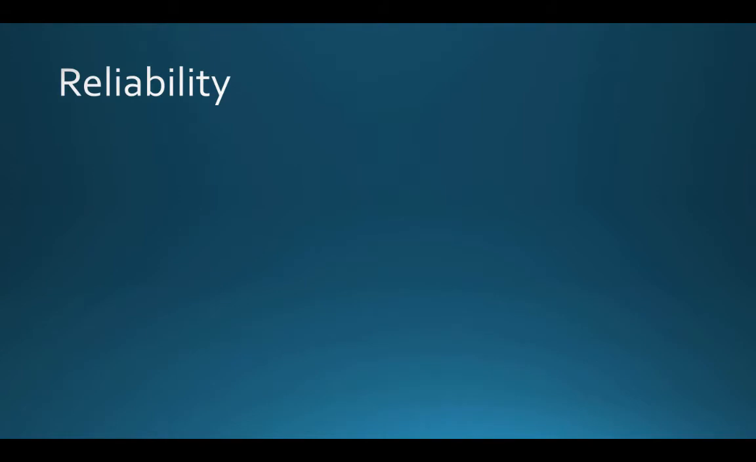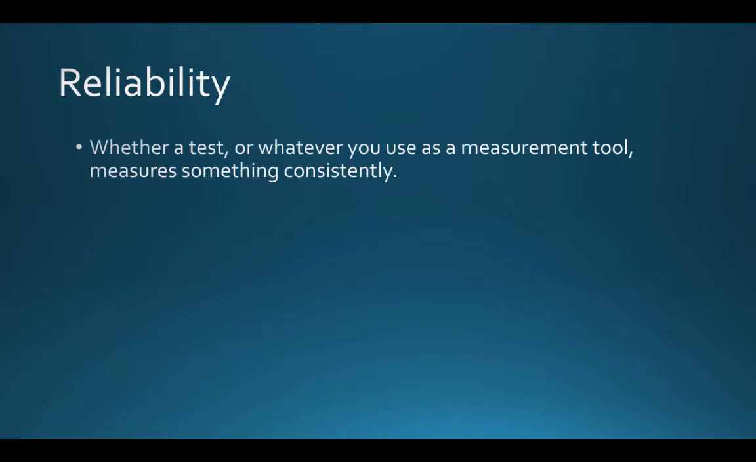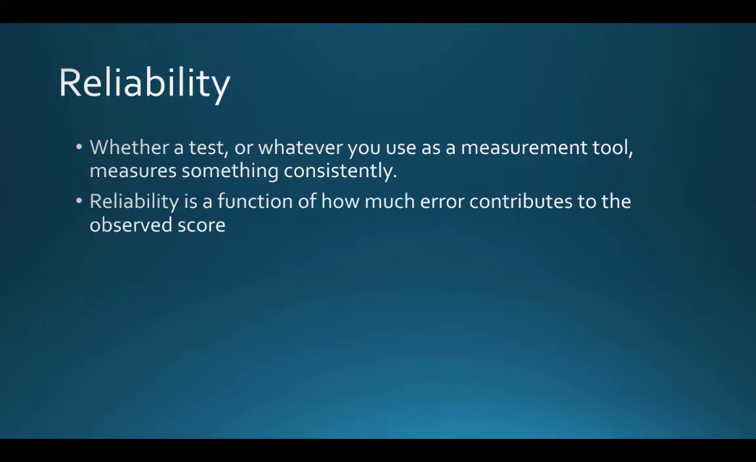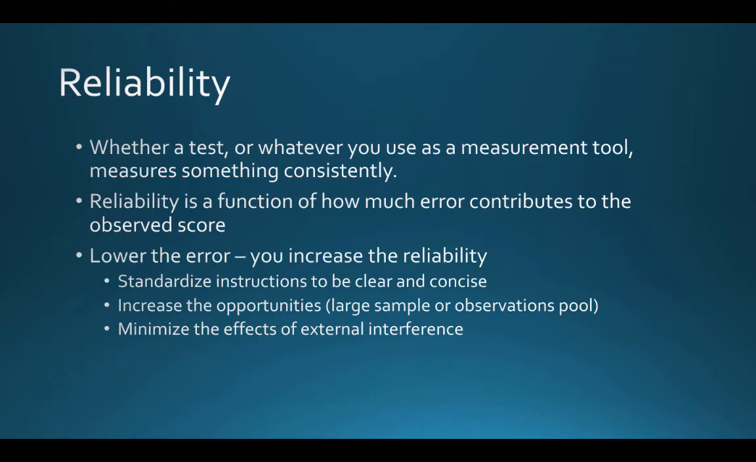So when we think about reliability, it's whether a test, or you as a measurement tool, measures something consistently. Can you measure something time after time after time and get the same result? That's essentially what reliability is. It's a function of how much error contributes to the observed score. So you decrease the error in the score, or the chance of error, and that increases the reliability. You can standardize instructions, and you can increase opportunities, because when you increase your sample size, you decrease the chance that any one score is going to affect the total.